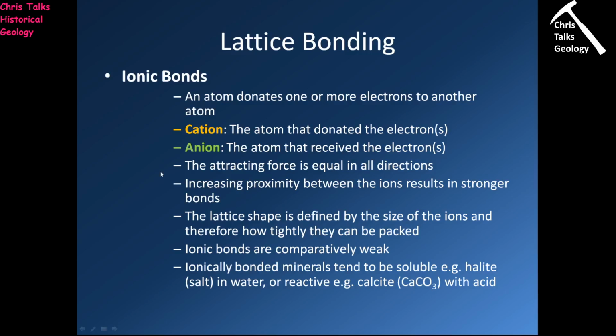So the atom that gets rid of the electrons, gives the electrons away, and therefore begins to have a positive charge, is referred to as the cation. The atom that receives the electrons and therefore takes on the negative charge is called the anion. Now, it's a relatively simple situation, isn't it? Positive and negative, that's what attracts them together.